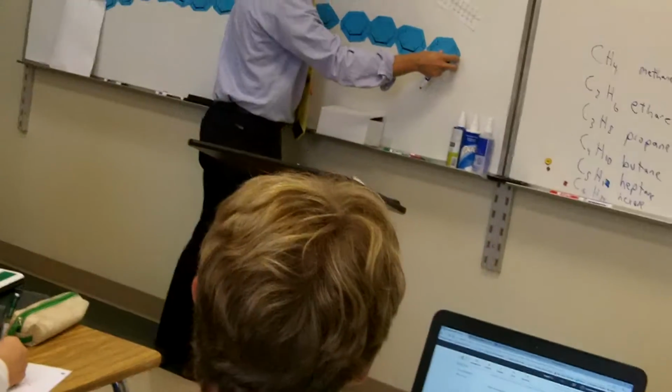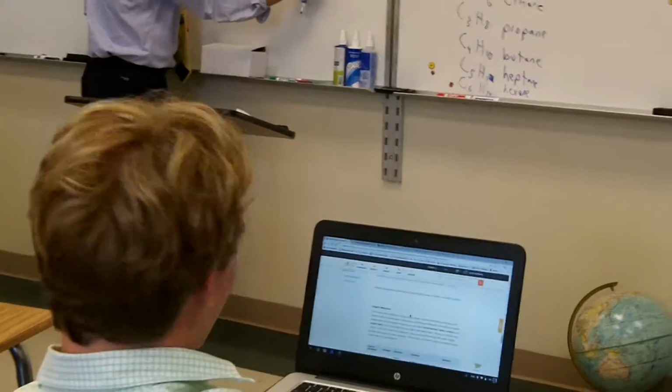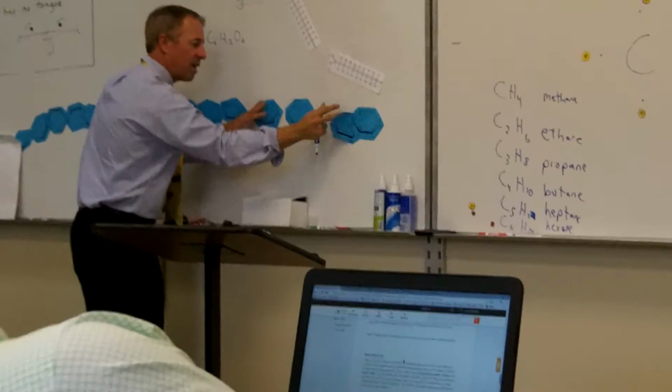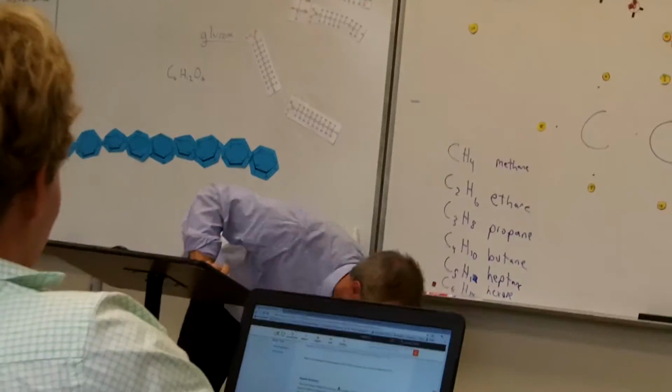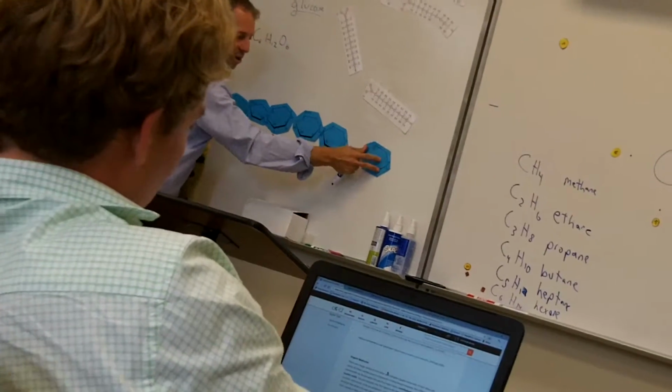A polymer is made up of small units called monomers. See the small unit there? 1, 2, 3, 4, 5. You put them all together to make one bigger unit. What is that called? The small unit is called a monomer. The big unit is called a polymer.